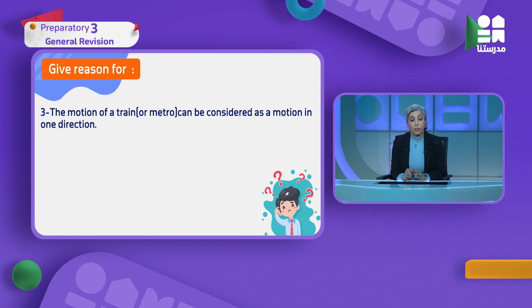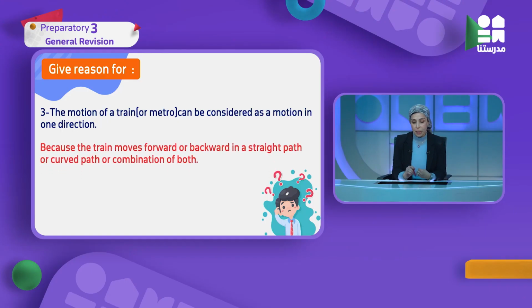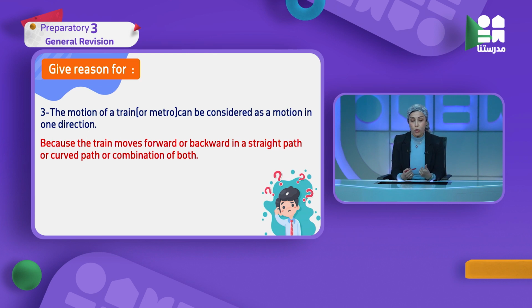The first one: the motion of a train or the metro can be considered as a motion in one direction. I mentioned before, when we discussed this part in the first episodes, that the train is moving in one direction. Why? Because the metro moves forward and backward only. The movement of the metro has a track it runs on. So the answer: because the train moves backwards and forwards in a straight line or curved path or a combination of both. We don't find it moving except in these movements exactly. So we say the metro is moving in one direction.